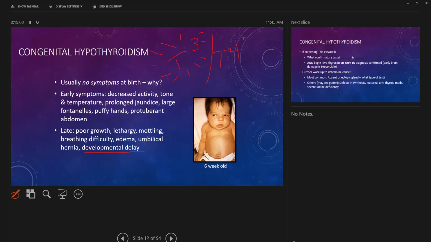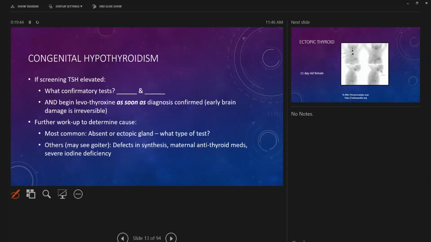Early symptoms include decreased activity, tone, and temperature, prolonged jaundice, large fontanelles, puffy hands, and a protuberant abdomen. So they really swell up. They're in this myxedema from the start, which would suck. Later signs or symptoms would be poor growth, lethargy, mottling of the skin, difficulty breathing, edema, umbilical herniation, and developmental delay. That's what we really want to prevent with these kiddos.